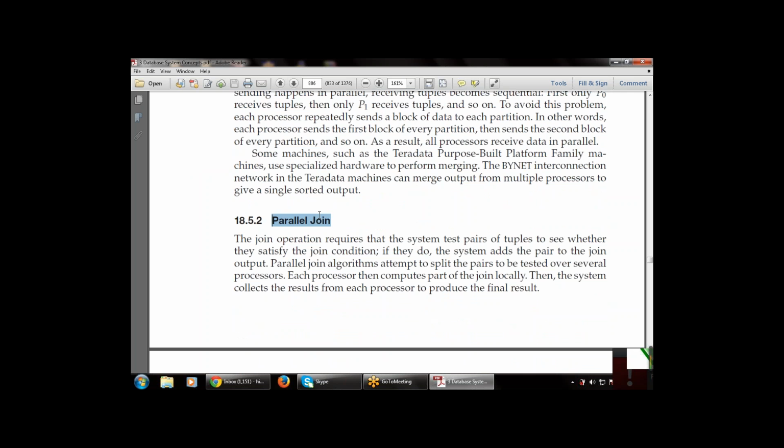Then there is the parallel join, a join operation in which the system tests pairs of tuples to see whether they satisfy the join condition. If they do, the system adds the pair to the join output. So the parallel join is about how tuples interact with each other, finding out whether they satisfy the join operation, and the parallel join algorithm attempts to find the data that is available.